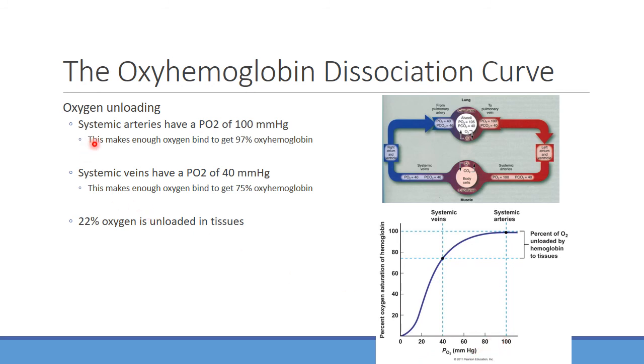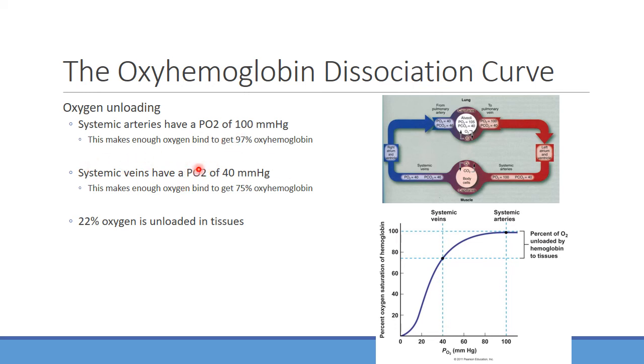All right. So looking at the systemic arteries, they're going to start out, when they come out of the lungs, with a PO2 of around 100 millimeters of mercury, right? It's a partial pressure there. And so this is going to make it so you get roughly 97% of that oxyhemoglobin being held, okay? 3% of it may not have any oxygen bound to it, but 97% roughly is going to be bound there.